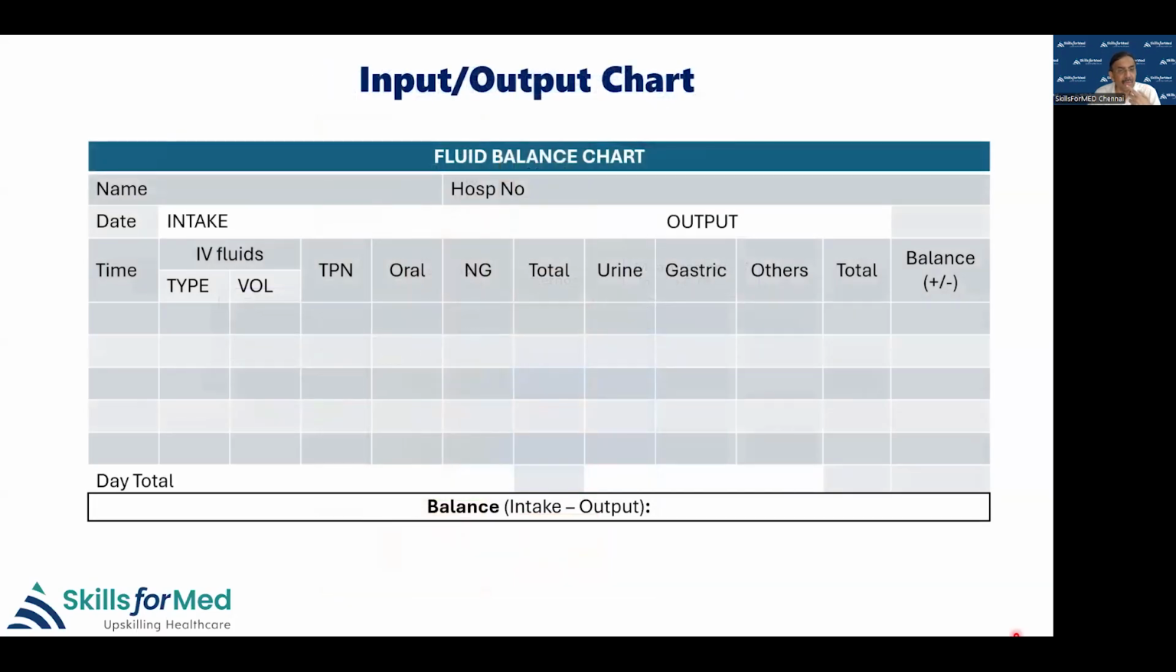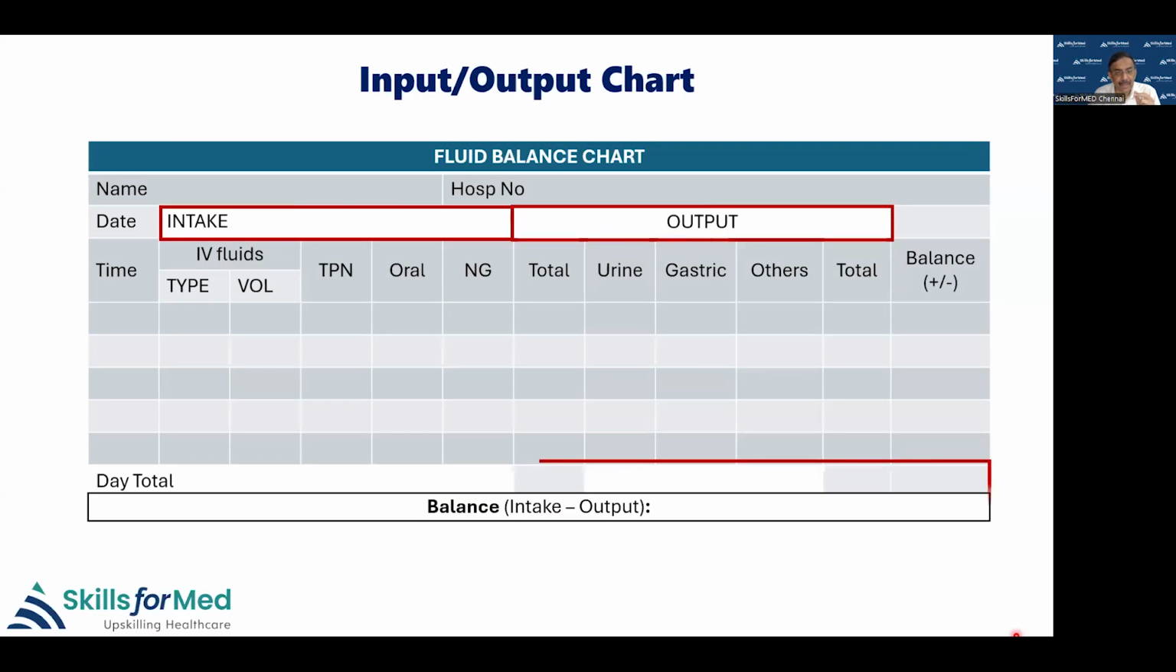Okay, now if you look at the fluid balance chart, we have the intake, which is charted, output, which is charted, and the day is totaled, and the balance, whether negative or positive, is noted. So this is the purpose of the input-output chart. So you write all the things which the patient is taking in. It could be IV fluids, it could be total parenteral nutrition, oral or through NG tube, and then the output, urine, gastric, other things, all that are totaled, and the balance is taken.